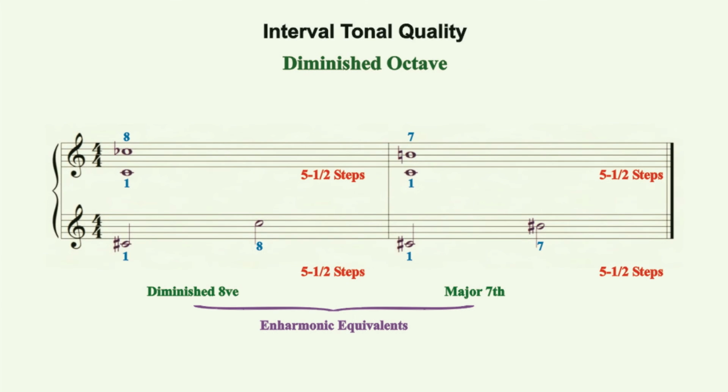As with diminished unisons and diminished fourths, diminished octaves almost never occur in real music. The diminished octave is enharmonically equivalent to a major seventh, and a major seventh is what you will see.